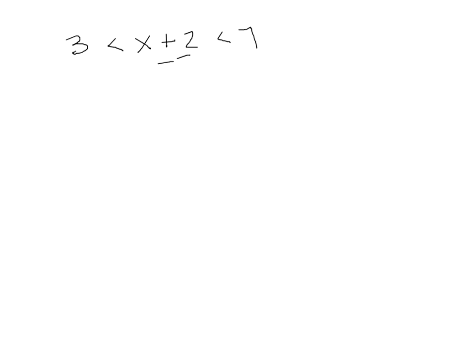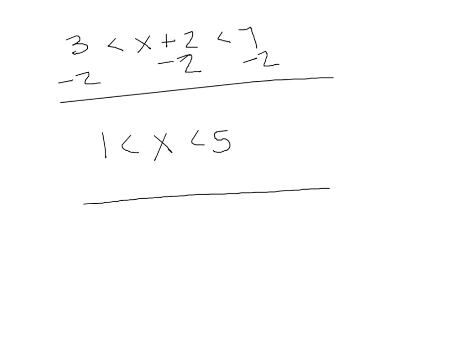So if I do something in the middle, like subtract 2, I need to do it 2 more times on the 2 ends. So I get 1 is less than x is less than 5. So if I go to the number line, I find 1 and 5. We might read this as x is greater than 1 and less than 5. So that would be in this range. And I would write that interval as from 1 to 5. Since both sides are strict inequalities, I use parentheses on both ends.